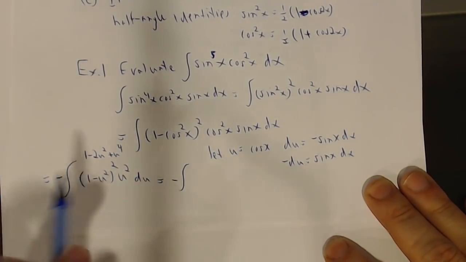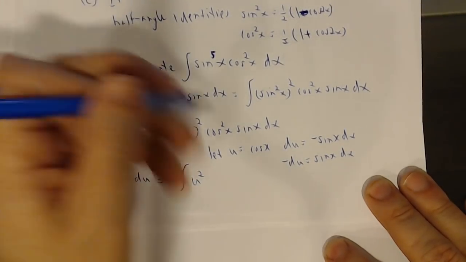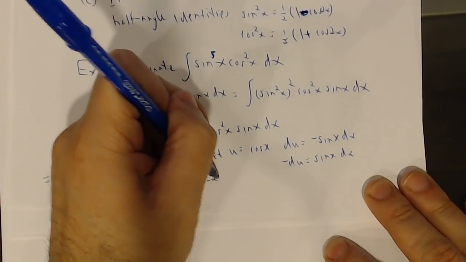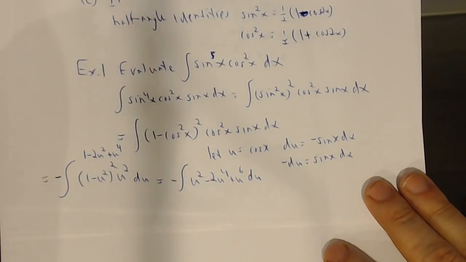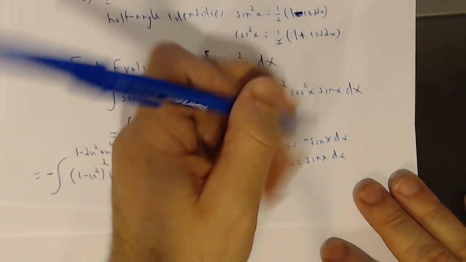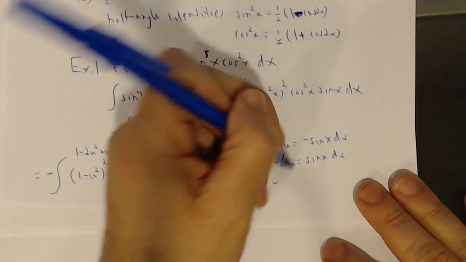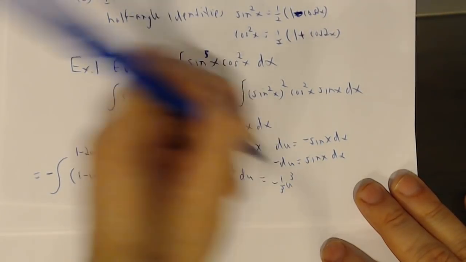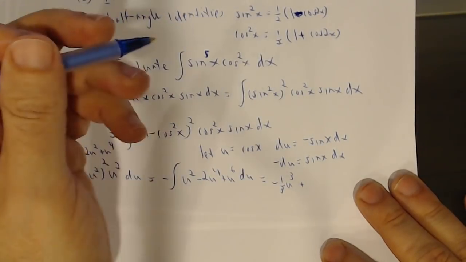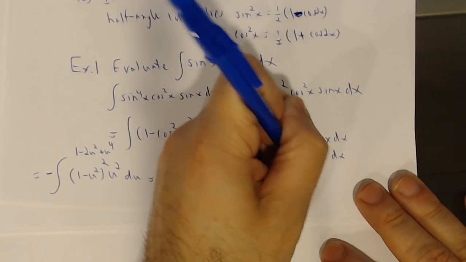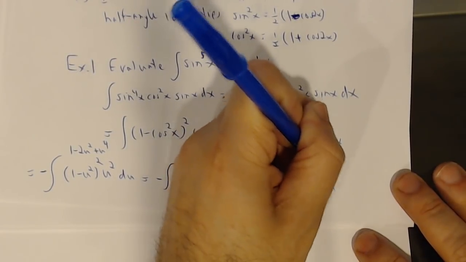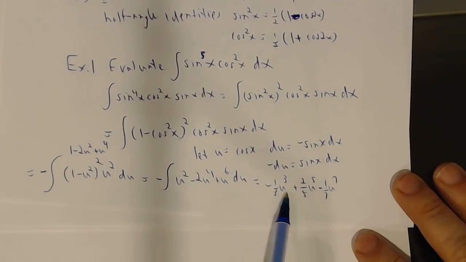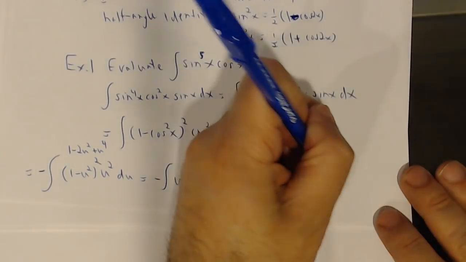And then if I distribute the u squared, I get u squared minus 2u to the fourth plus u to the sixth du. And now I could integrate, which gives me negative 1/3 u cubed plus 2/5 u to the fifth minus 1/7 u to the seventh. Now remember, I distributed this negative at the same time as I found the antiderivative, plus c.